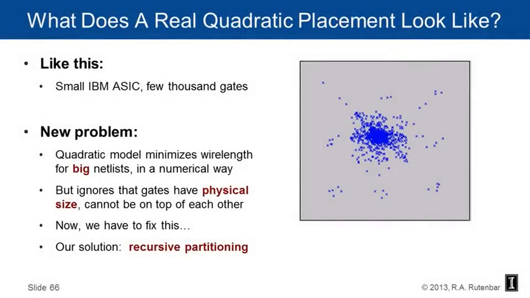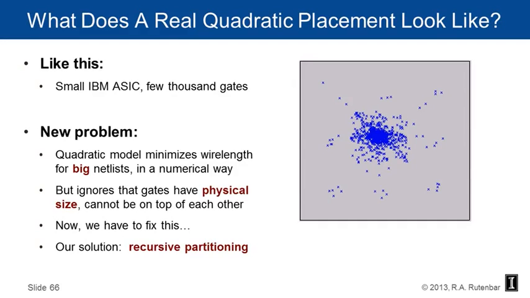We just introduced the full mathematical model and solution technique for representing wire length as a quadratic clique wire length model, pretending all the gates are dimensionless points, optimizing the quadratic wire length, which turns into a set of matrix solutions, an A matrix and a BX vector, an A matrix and a BY vector, and we solve that and we get X coordinates and Y coordinates. What does it look like? It looks like this. This is a small IBM ASIC, a reasonably famous public benchmark with a few thousand gates. And you immediately see the problem. This doesn't look like a placement at all.